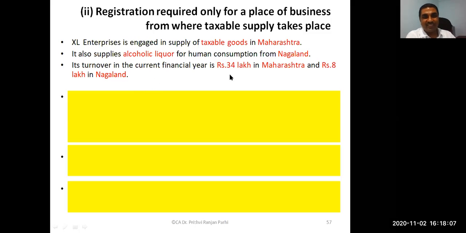Now you decide, tell me whether registration is required. If required, in which state he should get himself registered. All of you, please try to answer. Try to give a solution to this issue. What is coming to your mind? Please tell me.